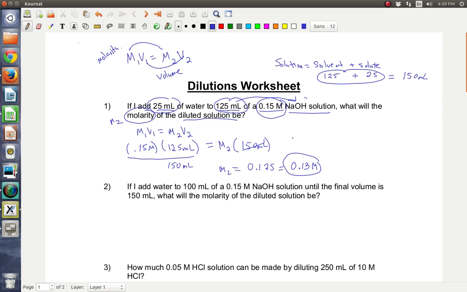That makes sense because I go from a smaller volume to a bigger volume, so I'm diluting the solution. It'll be less concentrated. So it went from a higher concentration of 0.15 to a lower concentration of 0.13 molar.